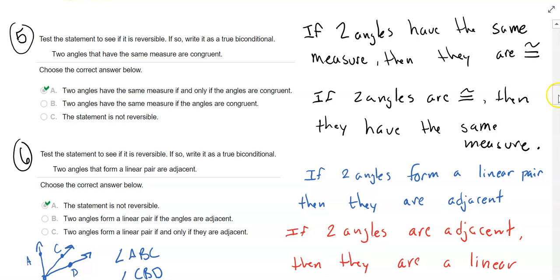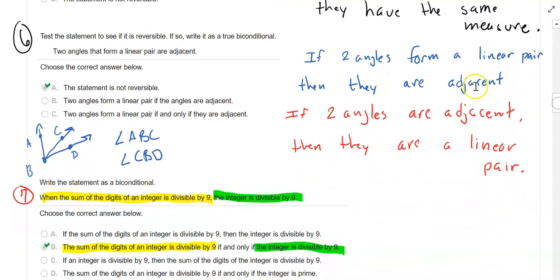And number 6, I'm going to follow the same rules. But we see here that this one fails. So if two angles form a linear pair, then they are adjacent. If you don't know what adjacent is, I did an example over here. These are simply angles that share one side. So BC is part of both of these. If you look at the letters of the angles, ABC and CBD, they both have the letters B and C, which means that they must be adjacent.